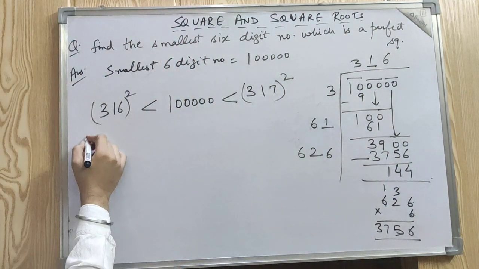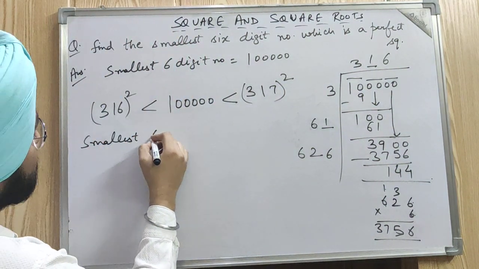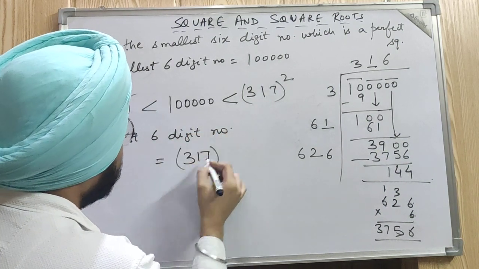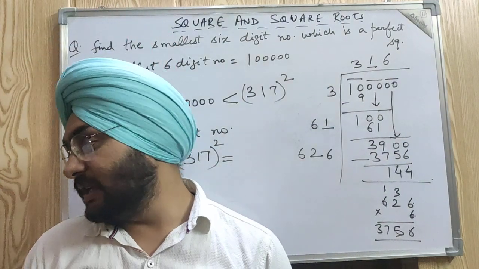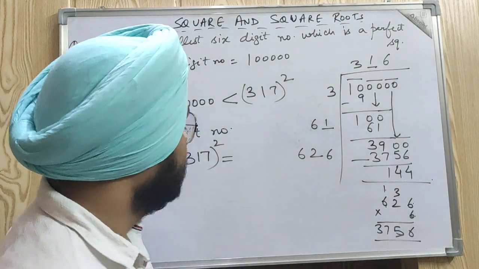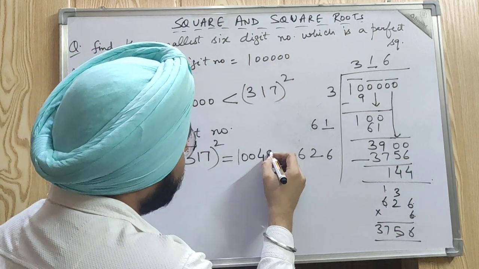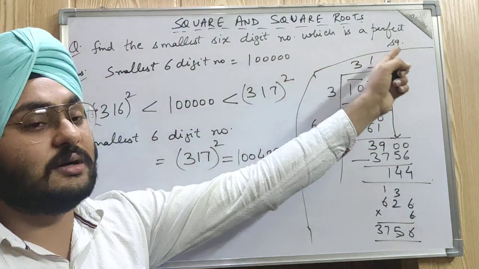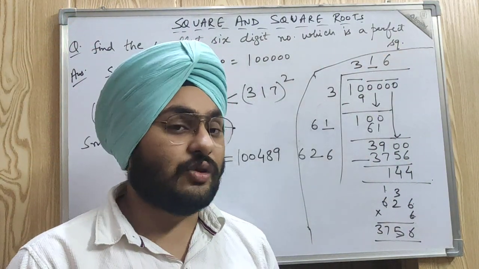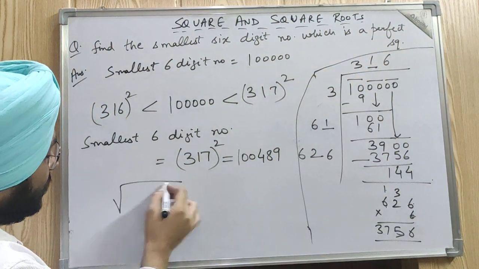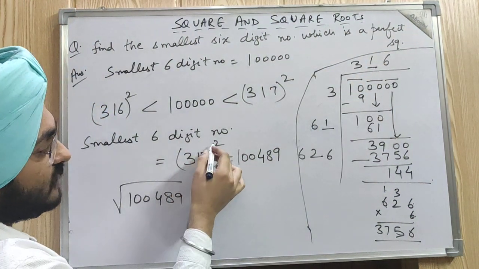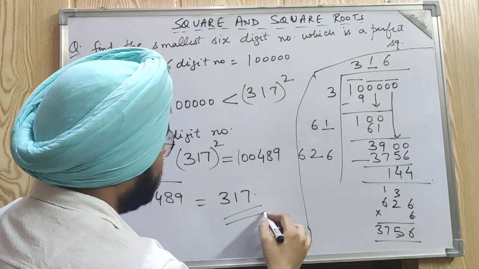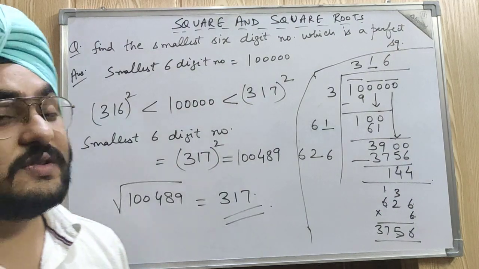So we don't have to find the least number to be added. I'll be simply saying here the smallest 6-digit number which is a perfect square is 317 square. On finding the square of 317, you will be getting 100489. So this is the smallest 6-digit number which is a perfect square. If he is also saying find the square root of that, we know it will be 317 only. So in my opinion, these questions will be clear to you.